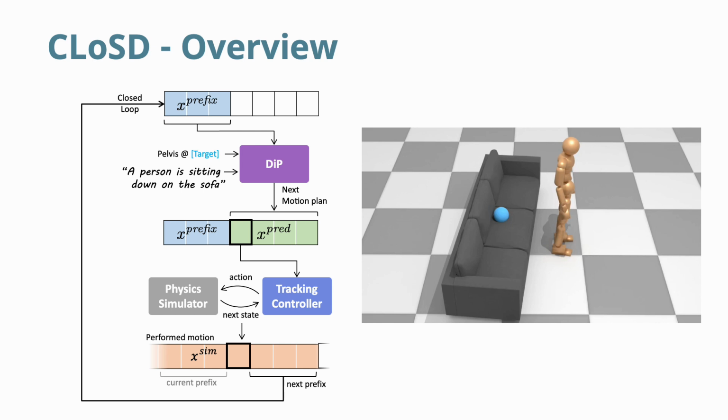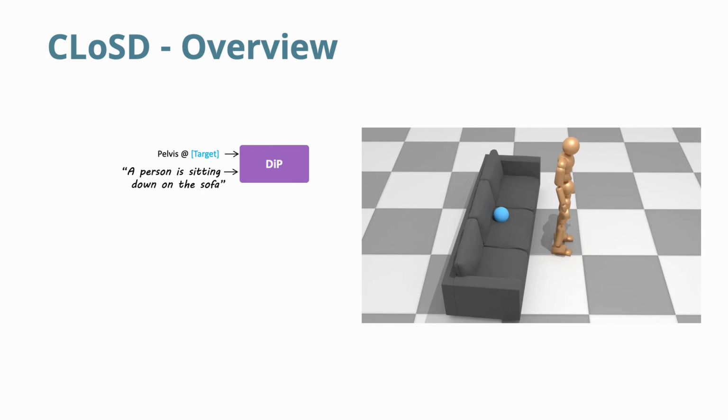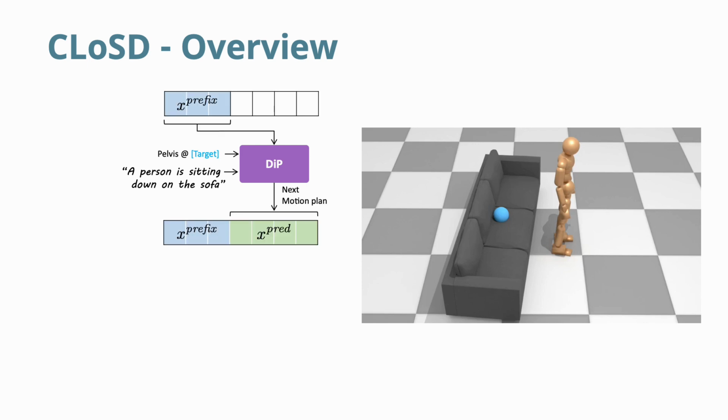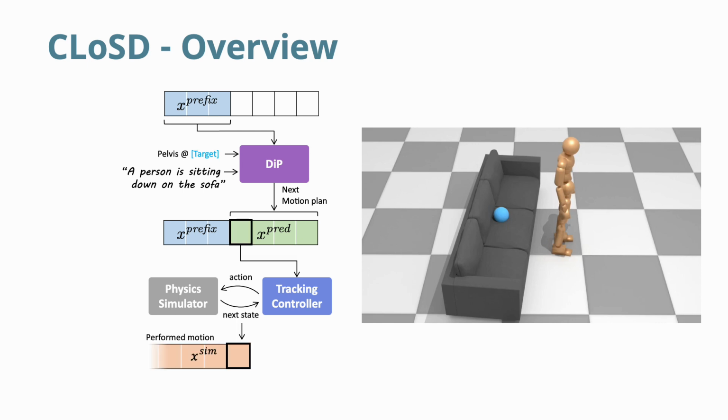To overcome these challenges, we designed CLoSD, which maintains closed-loop interaction between a real-time diffusion model and a robust tracking controller. Our real-time diffusion planner, DIP, rapidly generates short-term sequences according to the inputs and previous motion autoregressively. The tracking controller is an RL policy that consumes the DIP motion plan frame by frame and creates the actions to track it.